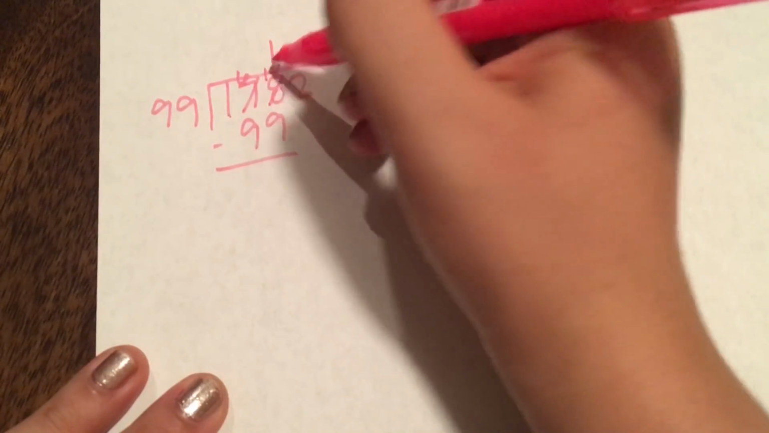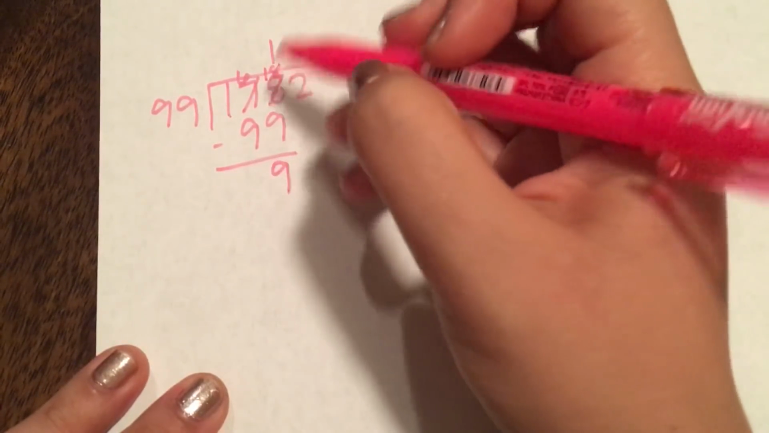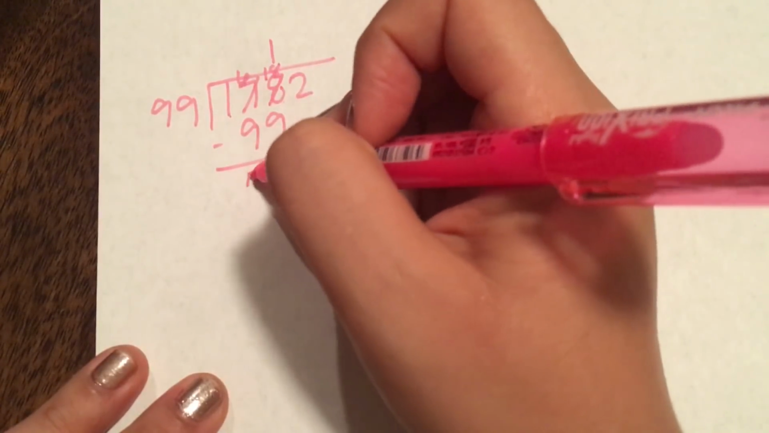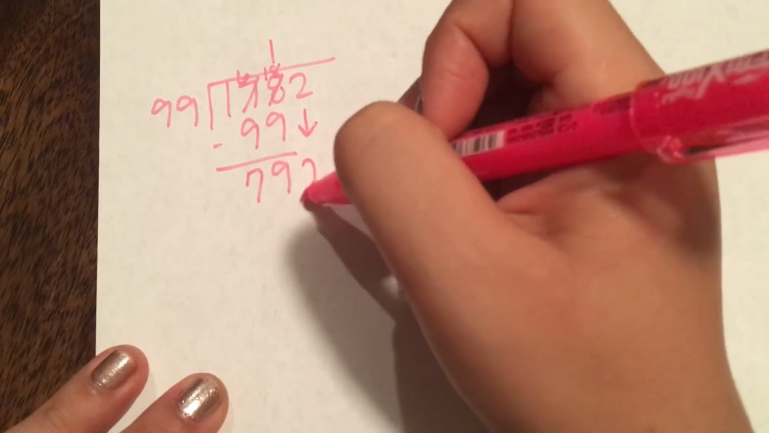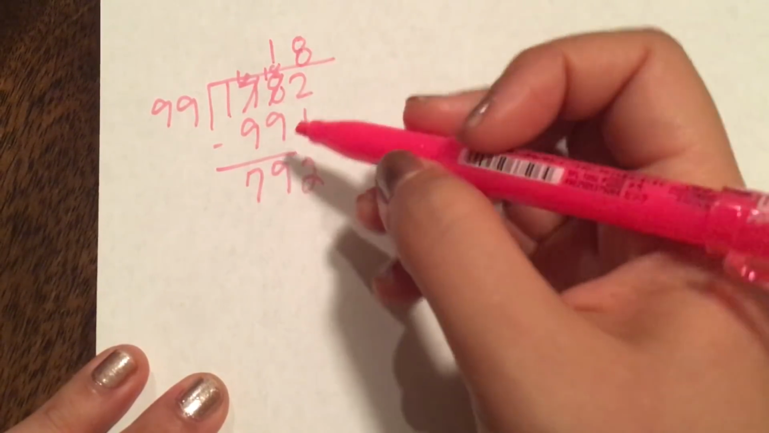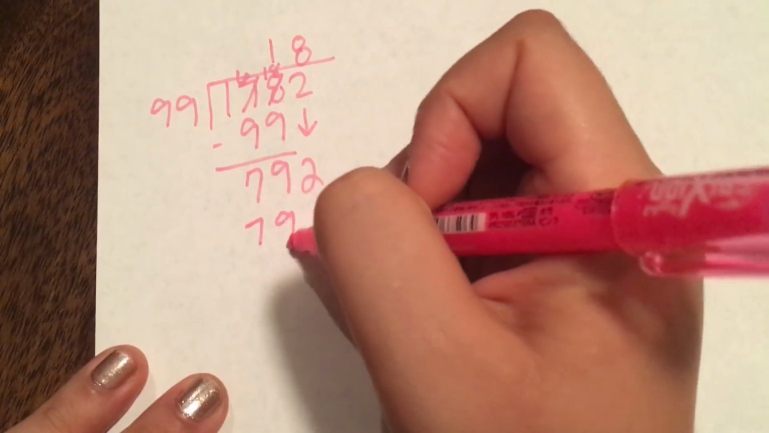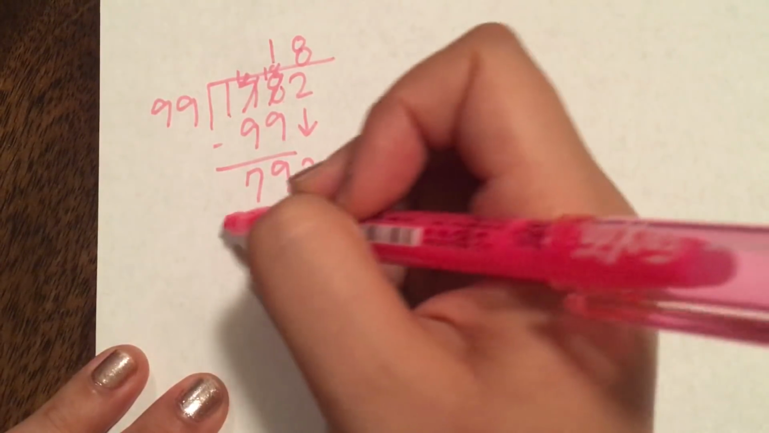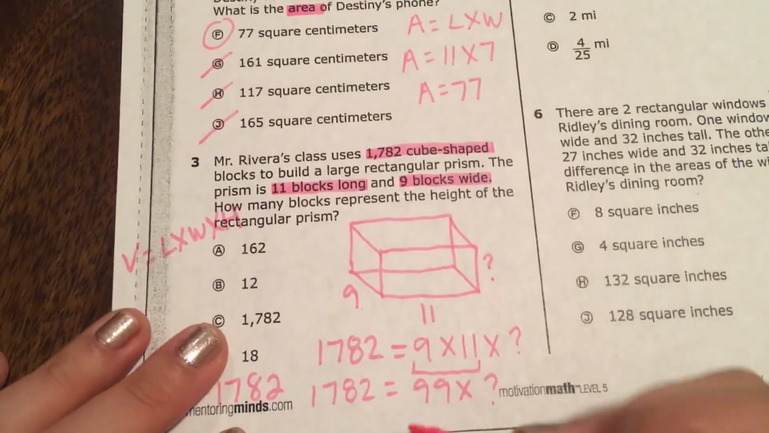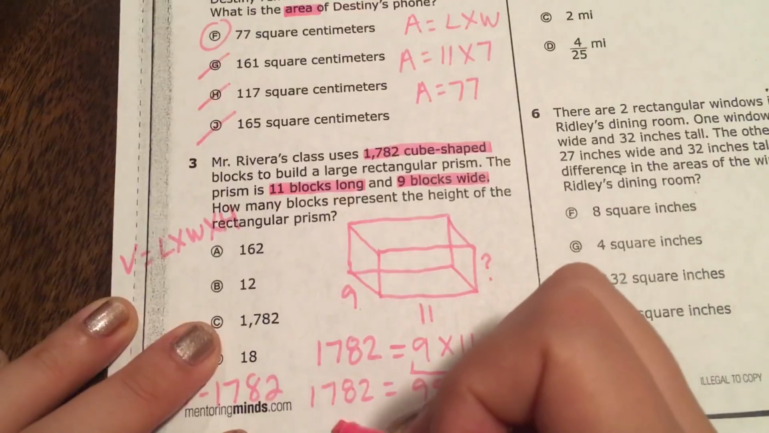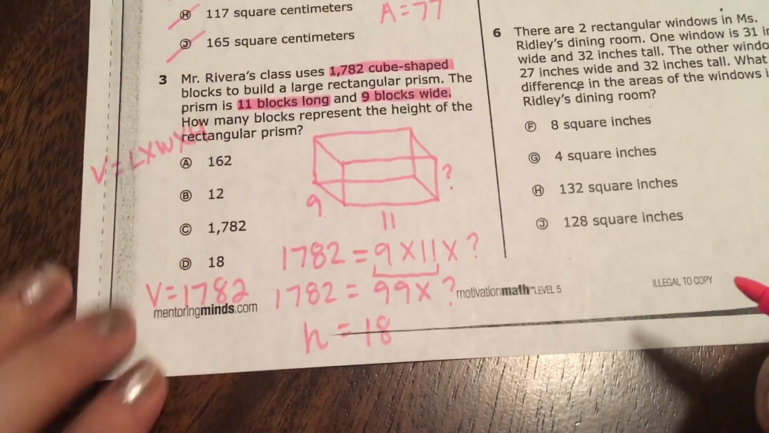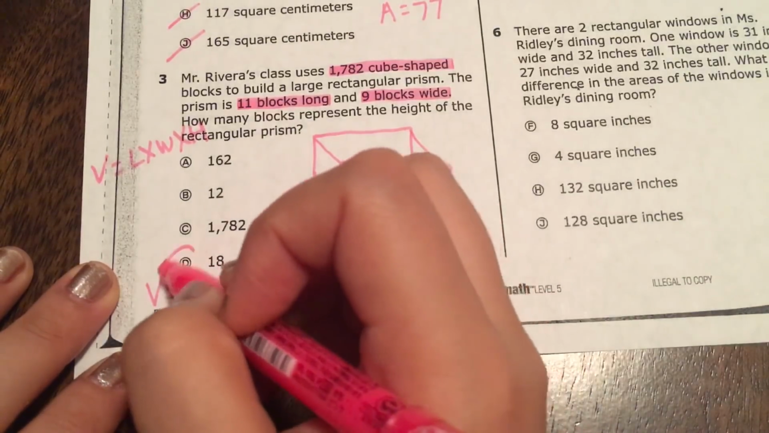It's going to be 18. That's 9. Then 16 minus 9 is 7. Bring down the 2. And then this goes in 8 times, which is 792. And we don't have a remainder. Okay. So the height is equal to 18. And my correct answer is D.